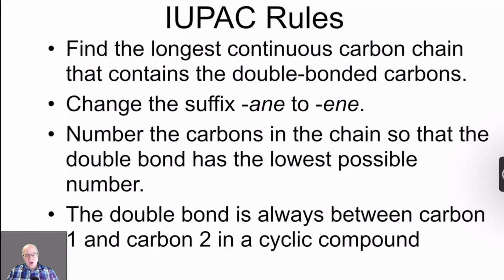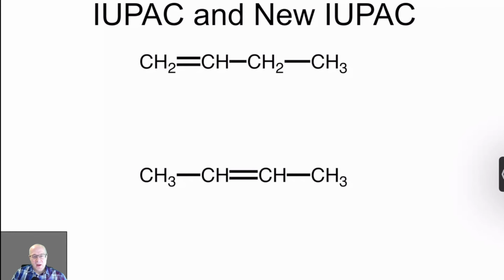The double bond is always between carbon 1 and carbon 2 in a cyclical compound. So in cyclic compounds or ring structures, carbon 1 and 2 is always the double bond. So now let's learn how to apply IUPAC rules to naming alkenes.